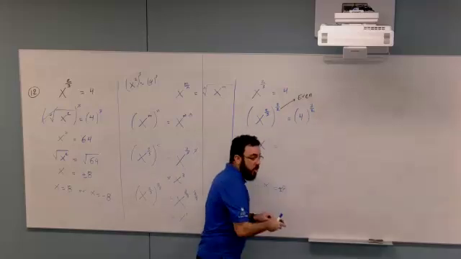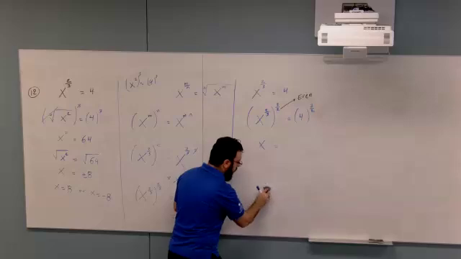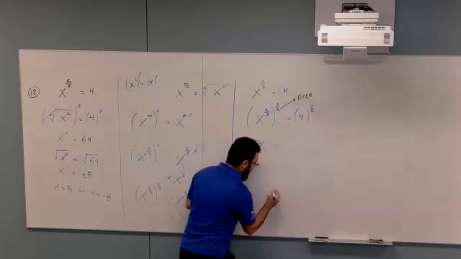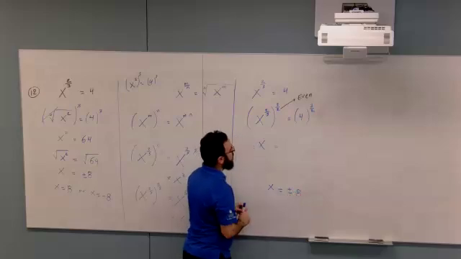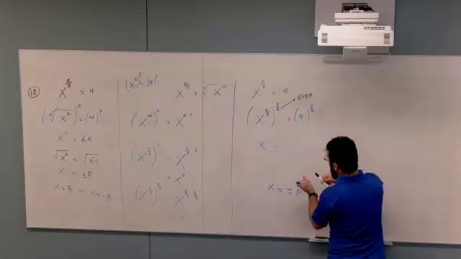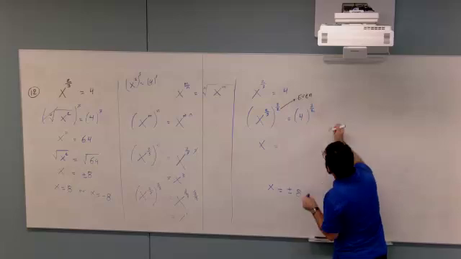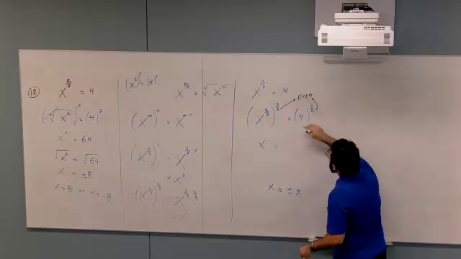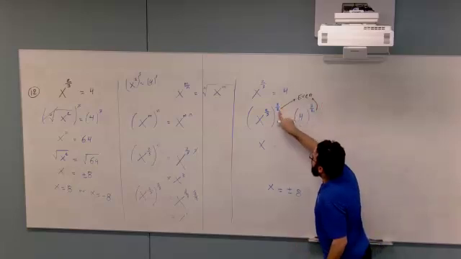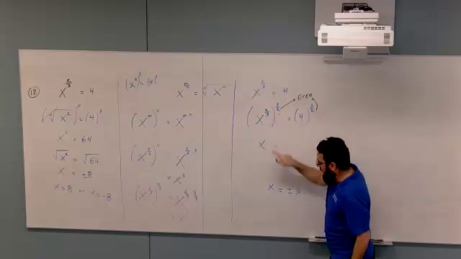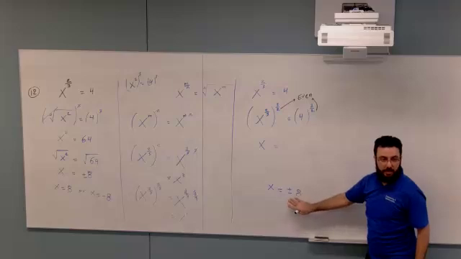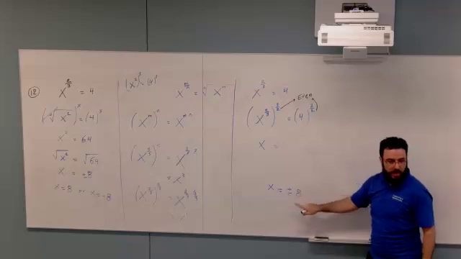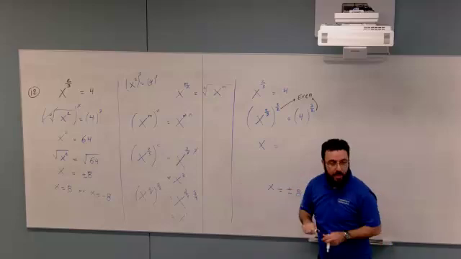Get the idea? So every time, x is going to be plus or minus 6. So every time I raise both sides to a fraction with an even denominator, I have to put a plus or minus for the result. Is that okay? And the result is going to be plus or minus 8. Is that the same thing over there?